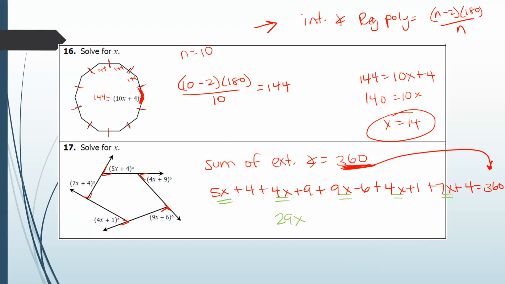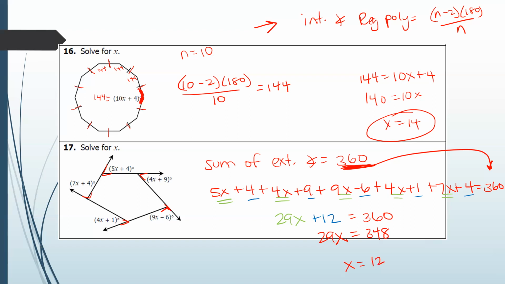If you don't believe me, go ahead and grab a calculator and check it. And now we'll combine all of our non-x values. 4, 9, -6, 1, 4. That's 12. I haven't actually solved anything, just combined my like terms, so this still equals 360. This equation's a lot nicer to look at though. We'll subtract 12 from both sides. 360 minus 12, 348. Divide both sides by 29.